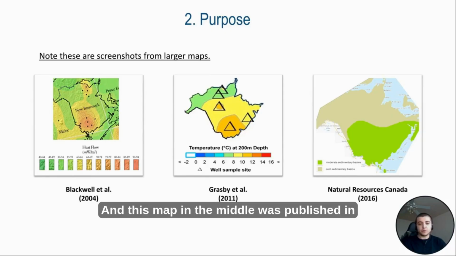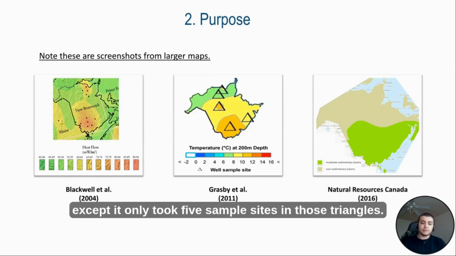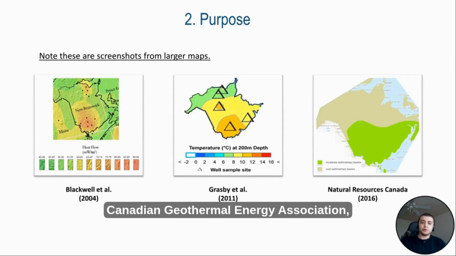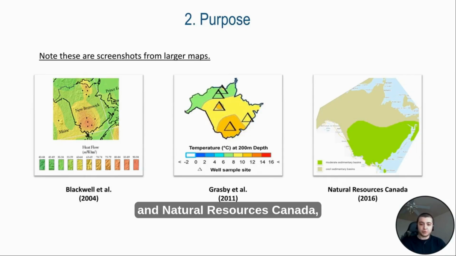And this map in the middle was published in 2011 and referenced as a source for New Brunswick the 2004 map, except it only took 5 sample sites, and those are those triangles. And on the right is a map published in 2016 by the Canadian Geothermal Energy Association and Natural Resources Canada, and it used as a source the 2011 map.